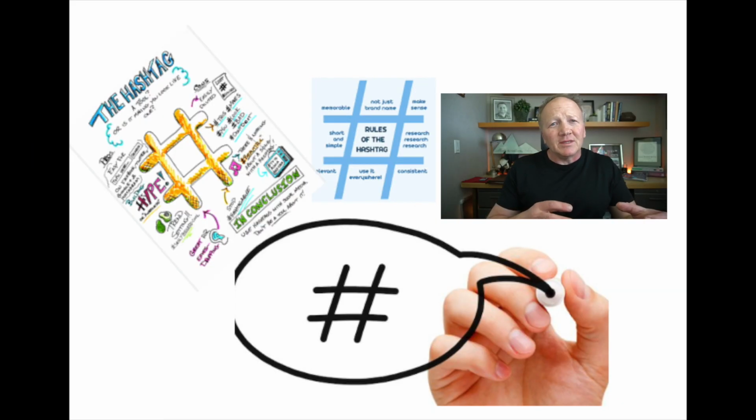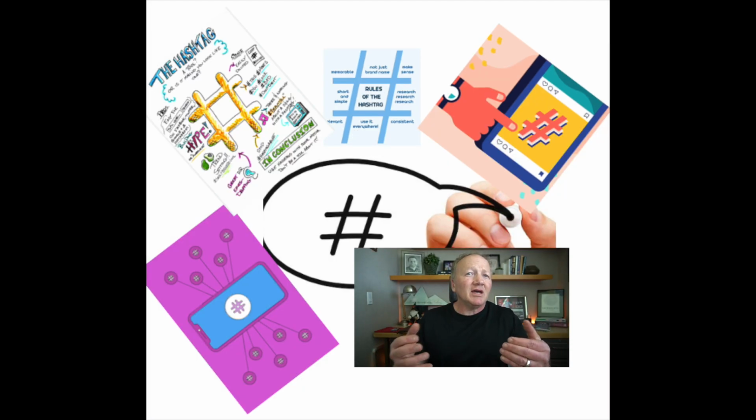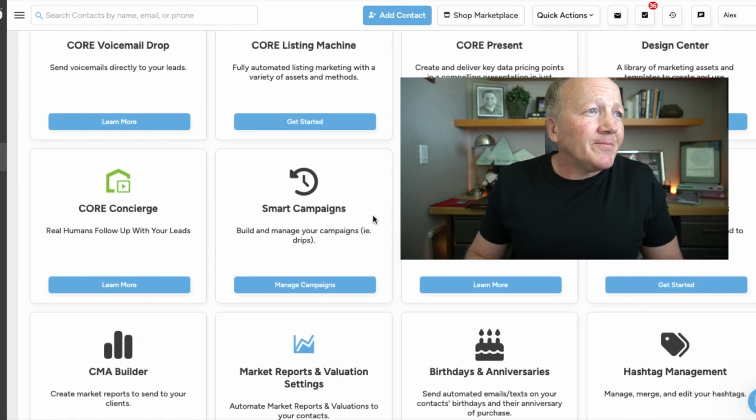Hashtags are important in the system because it organizes your database. Now, a lot of people think of hashtags as social media tagging and this sort of thing. But within KvCORE, you can micro-organize your database through hashtags. In fact, when you do marketing campaigns within KvCORE for squeeze pages or property boosts or open houses or whatever they are, these hashtags are automatically assigned. They add to your hashtags within your database. So let's jump in and take a look.